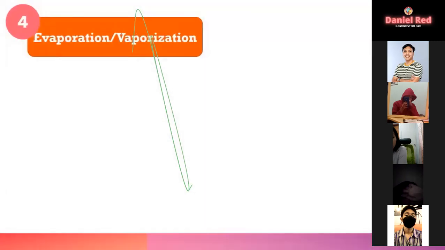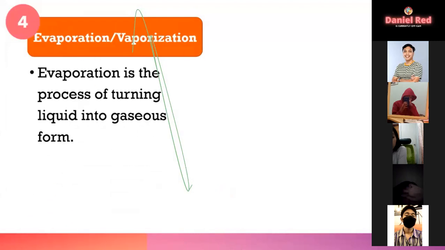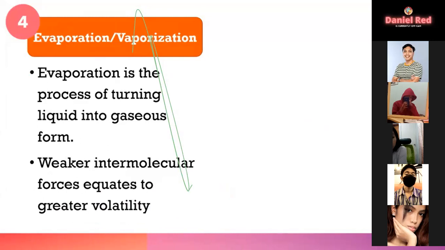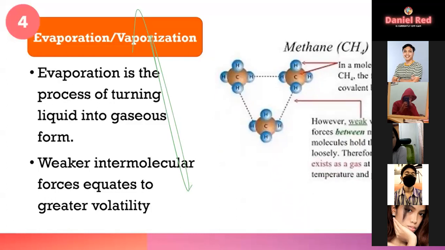The last property under the influence of intermolecular forces is evaporation. Evaporation is the process of turning liquid into gaseous form. So weaker intermolecular forces equate to greater volatility. It means that if you have weak intermolecular forces, the substance or molecule will evaporate easily. Let's give an illustration for this. Methane is a good example of intermolecular forces affecting the property of evaporation or boiling point.